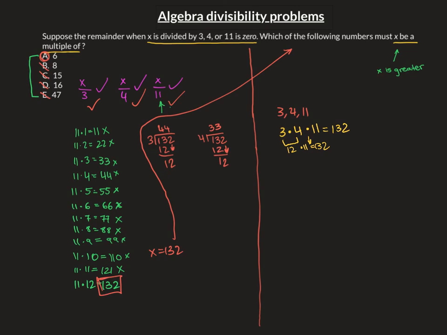And as we saw in our previous method, 132 does work. So x is equal to 132, and out of all of our choices, 6 is the only one that works. So 6 is the only one. So answer choice A would be the correct answer.